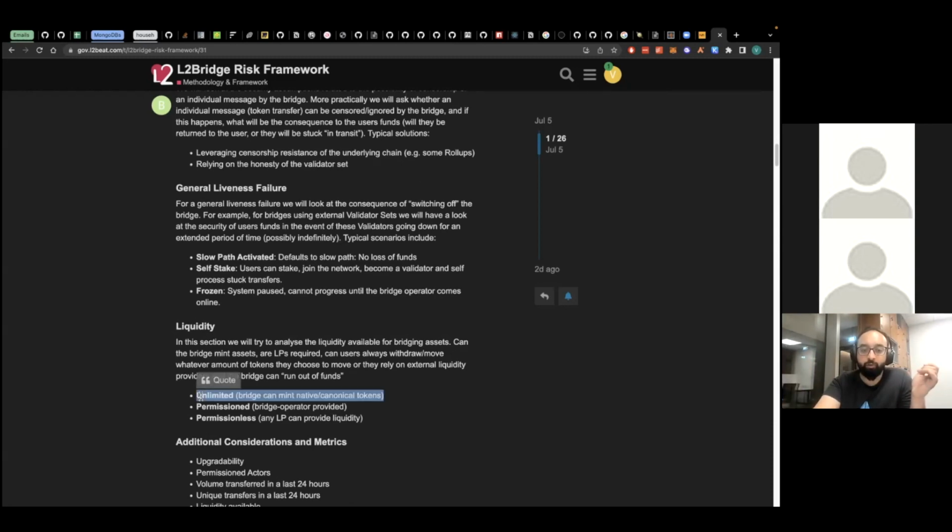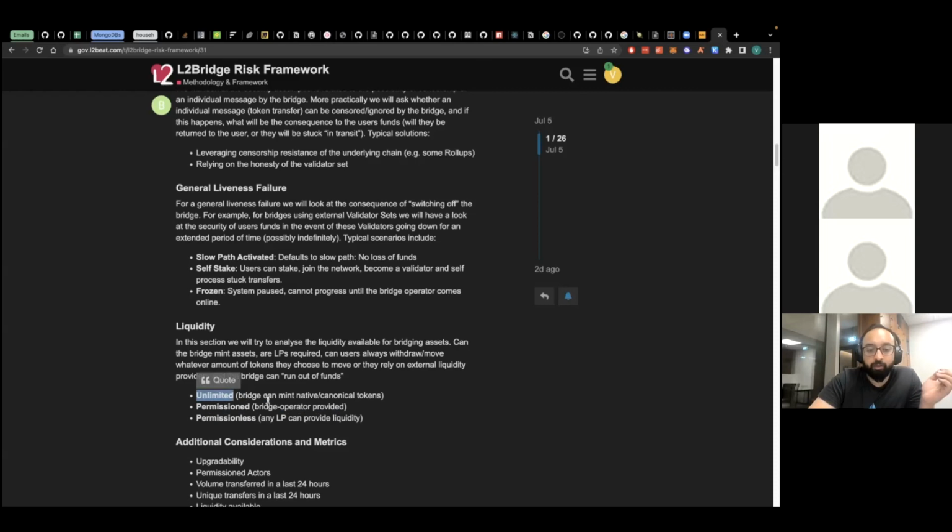Which in the case of token bridges, it will be, because token bridges can mint native and canonical assets. But if not, then who is providing liquidity? Is it permissioned? I can also talk more about examples here.